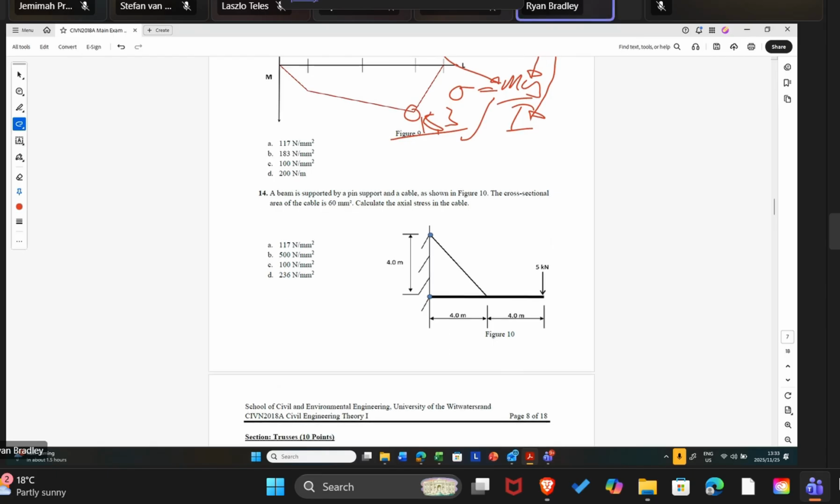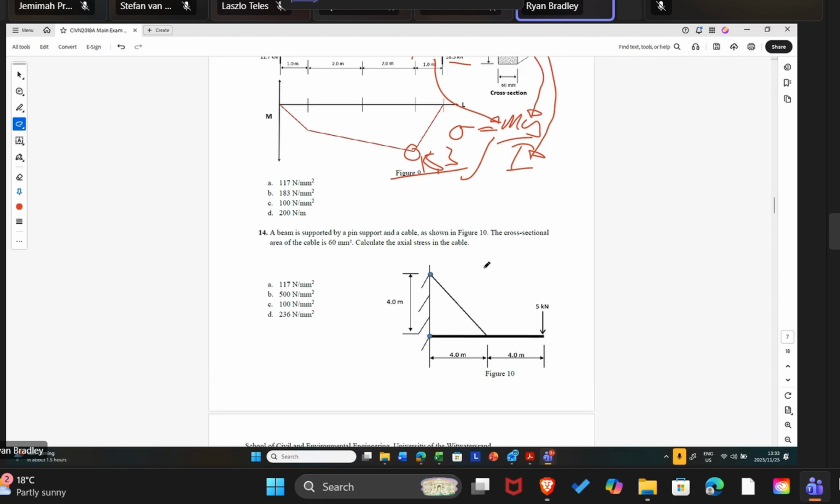Just checking if there are any questions in the chat. Okay, nothing. All right, so this question here again, I think carried 2 marks because this question is asking for a bit more. A beam is supported by a pin support and a cable. All right, so here it's supported with a pin and supported by a cable. The cross-sectional area of the cable is 60 square millimeters. Calculate the axial stress in the cable.